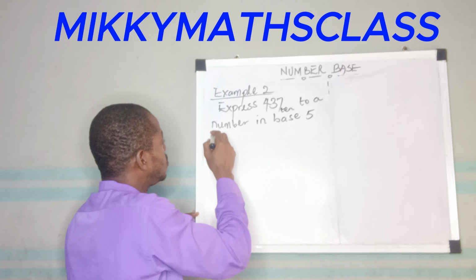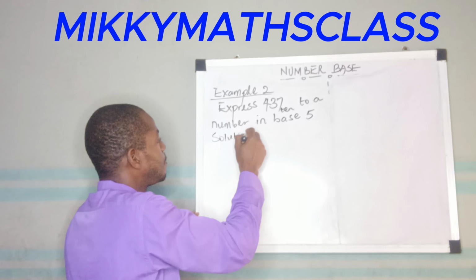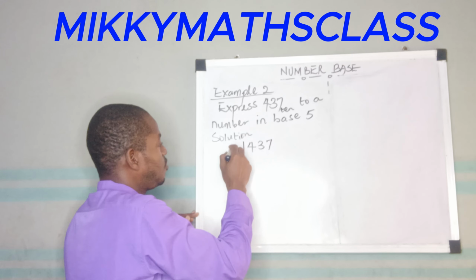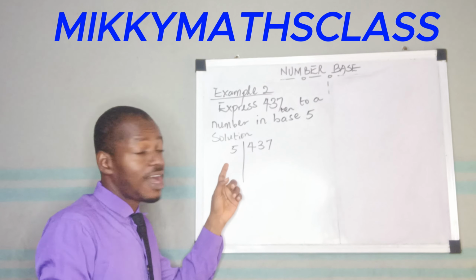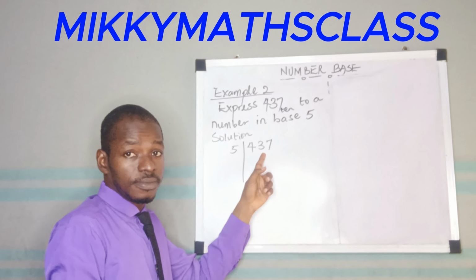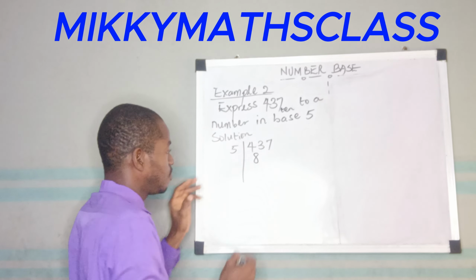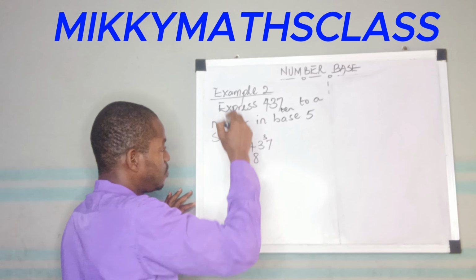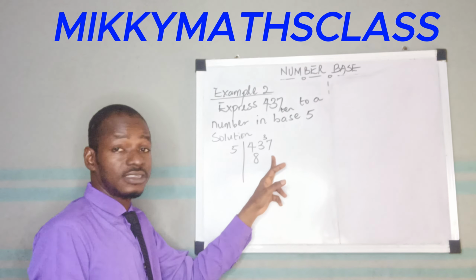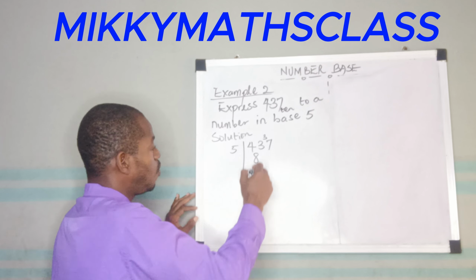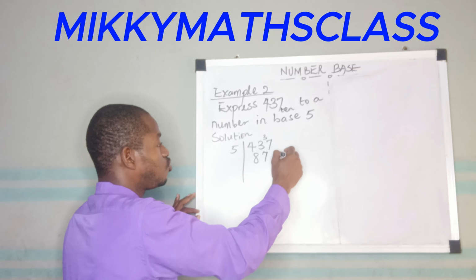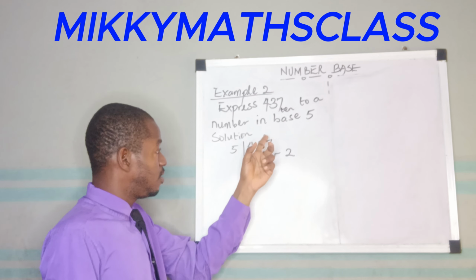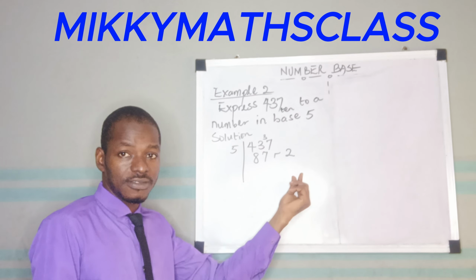So solution, we have our 437. This is base 5. Now 5 in 43, that's 8, because 5 times 8 is 40. Remainder 3. 5 in 37 is 7. But we have a remainder. Remainder 2, because 5 times 7 is 35. 37 minus 35, 2. That's the remainder.